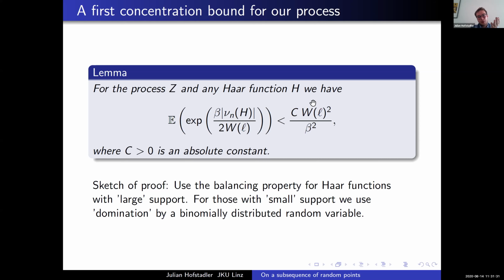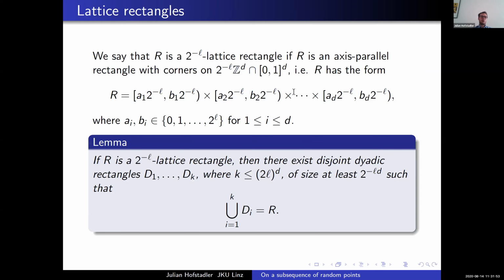But what is not good enough about this concentration bound is that it only holds for half functions, so each half function has only a dyadic rectangle as support. And dyadic rectangles are not quite enough if we want to consider arbitrary axis parallel rectangles. So we have to introduce lattice rectangles. A lattice rectangle is, as the name suggests, a rectangle whose corners are contained in the following lattice. It looks like this.